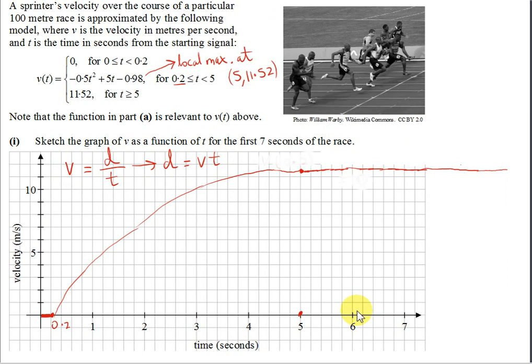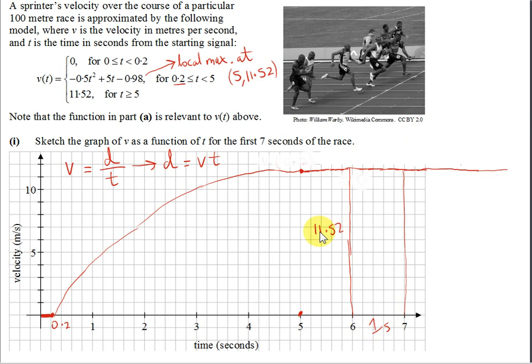So for example, if we look at the picture over here where it's easier, it makes more sense because we're dealing with a constant speed. Suppose we want to find the distance travelled by the sprinter from 6 seconds to 7 seconds. Well, the time is 1 second and the velocity is 11.52.